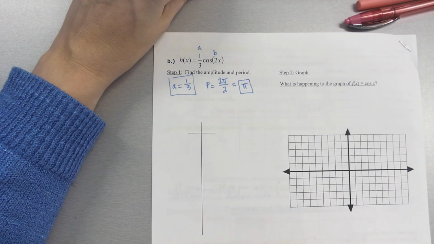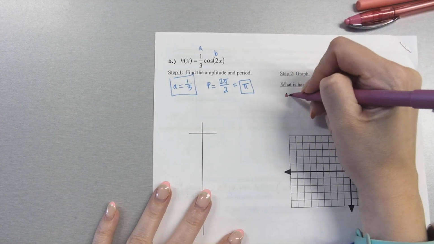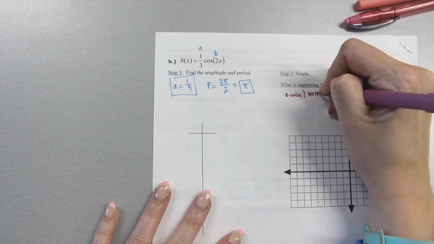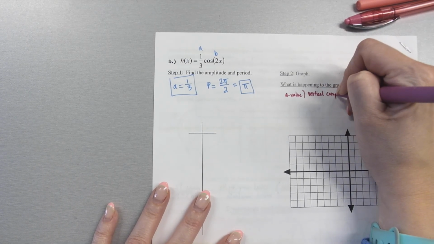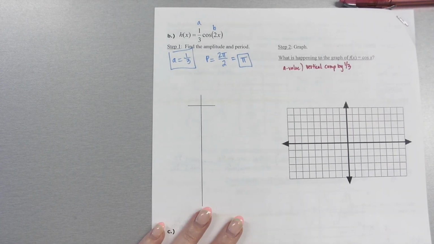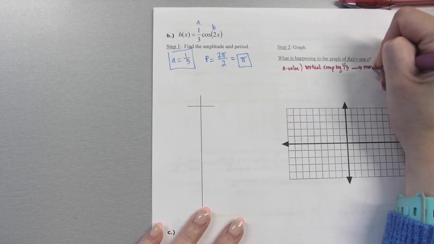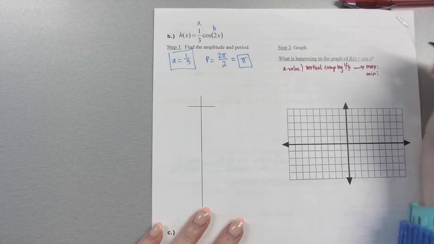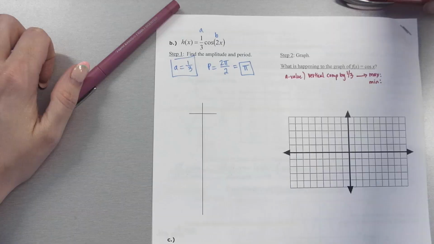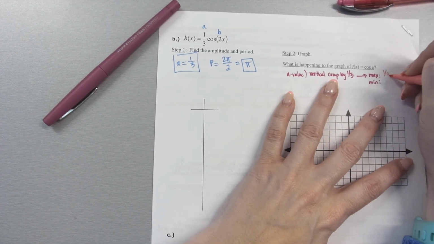Okay, and then what we do is we think about how those are affecting the graph of cosine. So your A value is always going to change your graph vertically. And if it's a fraction, it's going to be vertically compressed by 1/3. Anytime you have something affecting it vertically, it's changing that max value and the min value. Okay, so if my amplitude is 1/3, what's my new max value? 1/3. What's my new min?